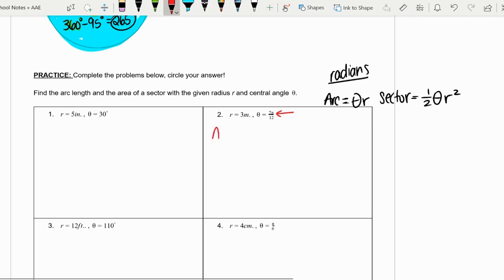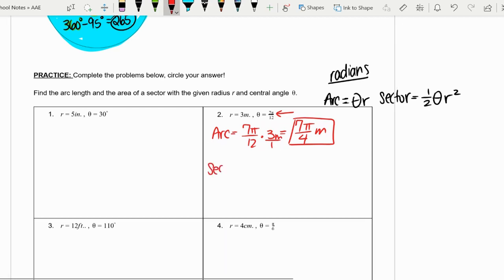So to find the arc, we would do theta, which is our angle, times the radius, and that's it. And I'm going to sneak in, it says meters. So I can just simplify. I know 3 goes into 12 4 times. So that's going to be the arc length, and we can leave it just like that. You don't need to put it in your calculators if you don't want to.